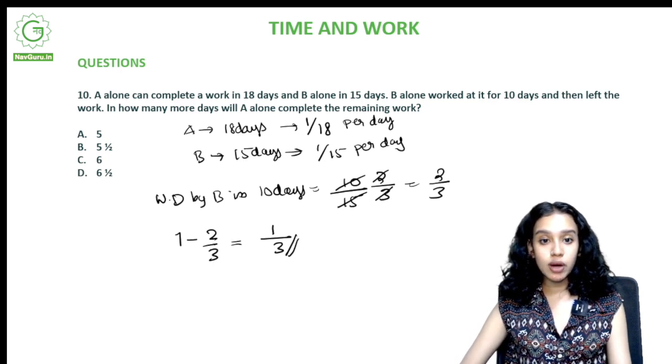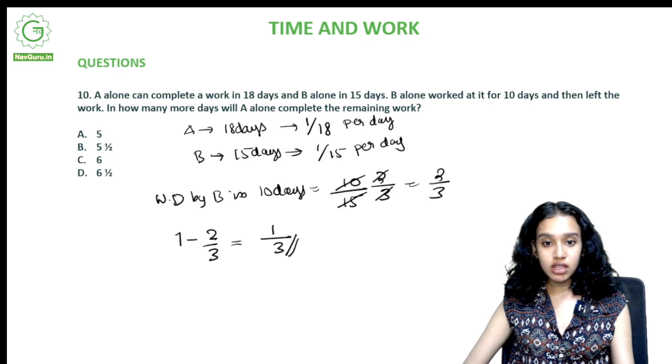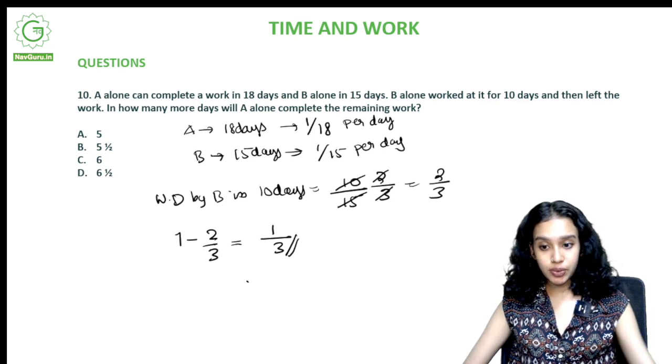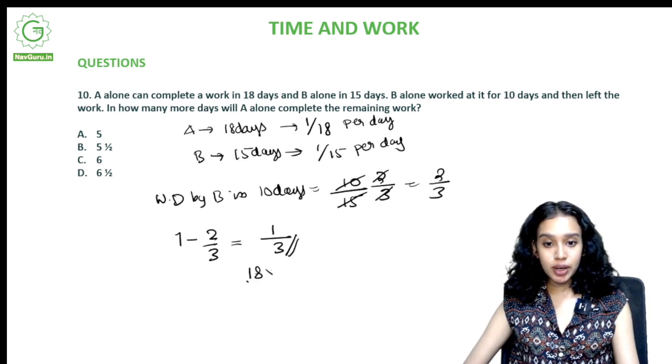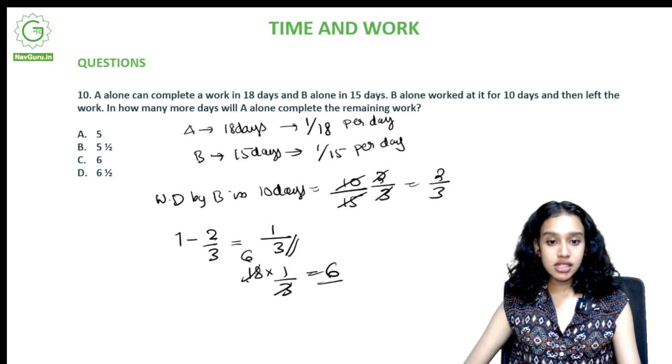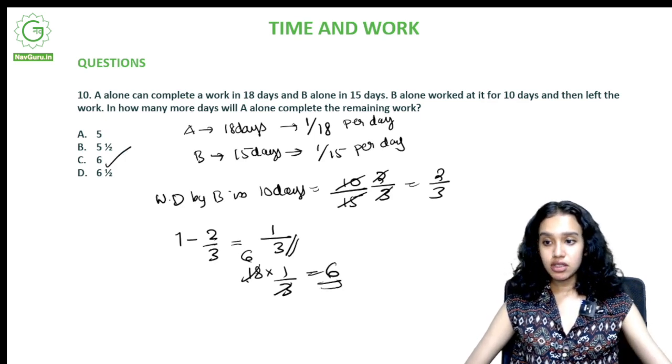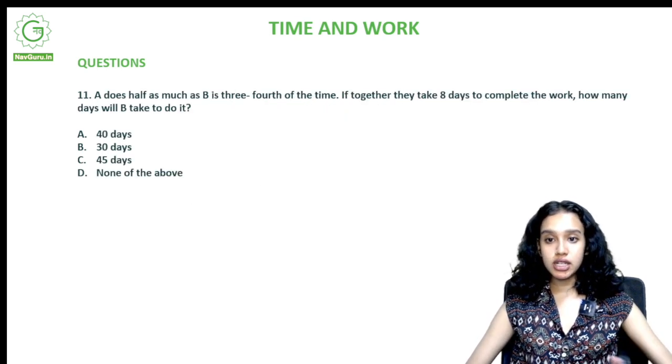So A does 1 by 18 per day, and we have to complete 1 by 3 of the work, right? So we get 18 into 1 by 3. So this cancels out to be 6. So the answer is 6. Right. Now let's move on to the next question.